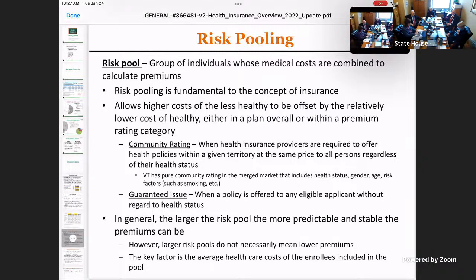And the general thinking has traditionally been the larger the risk pool, the more stable and predictable the premiums would be. The idea is that the more people you have in it, the more diffuse the risk is spread. That said, just because you have a large pool doesn't necessarily mean your premiums go down. And one of the issues in Vermont is that we are such a small population, we don't have a big risk pool. There are some places that probably have risk pools bigger than our total commercial insured market.